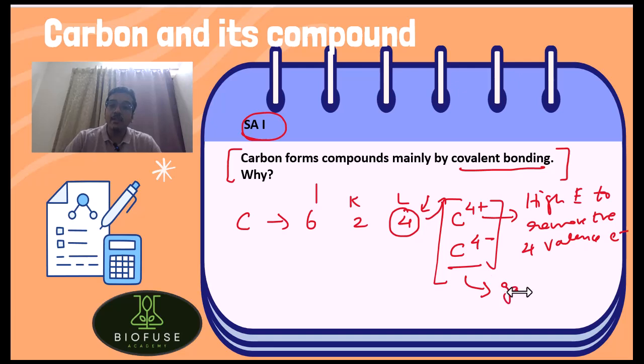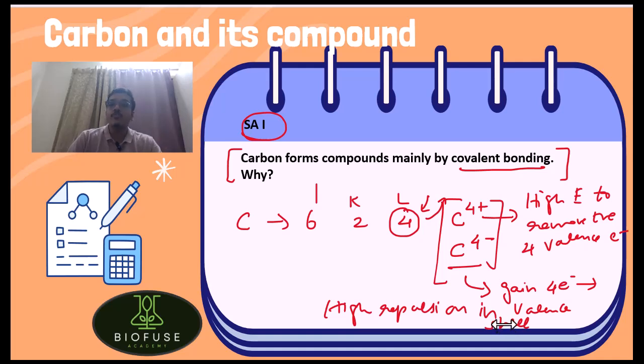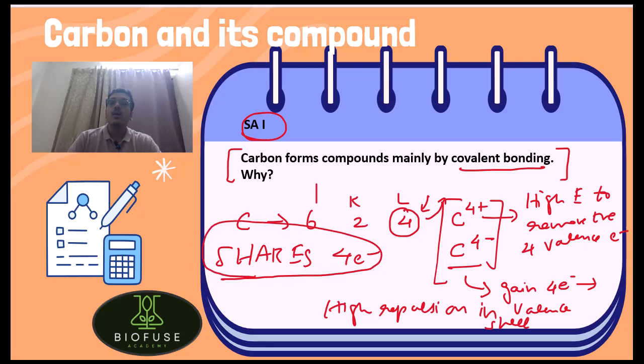If it gains 4 electrons, there will be high repulsion guys, because there are already 4 electrons. So if I add another 4 electrons, it will form high repulsion. Okay, this is not good for the atom, right? So high repulsion in the valence shell. So the carbon cannot lose 4 electrons or gain 4 electrons. That is why it shares 4 electrons. So that is why it is forming covalent bonding.